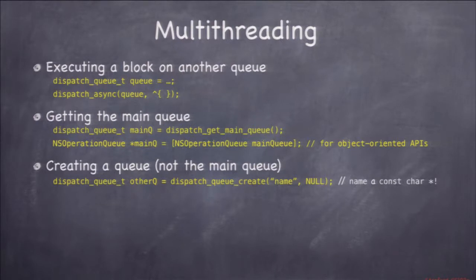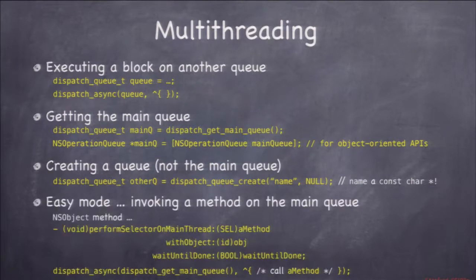Notice that's not an NSString, because this is a low-level API. This is about the only non-NSString you're ever going to see in this class, because this is the lowest level we'll go. It's a const char star, and here I'm just using the name. You just want to give it a name so you can recognize this queue when you see it in the debugger or something like that. And then the second argument is whether it's a serial queue or a concurrent queue. So NULL means it's a serial queue. And that's the kind of queue we're going to talk about. Again, one person comes out of the line at a time.